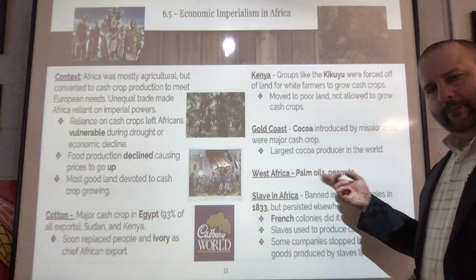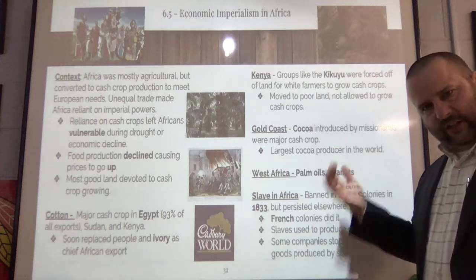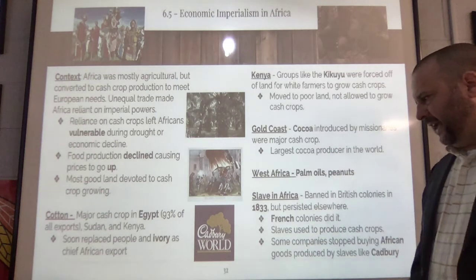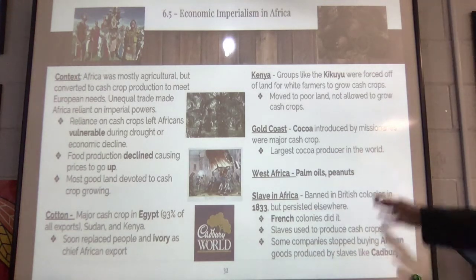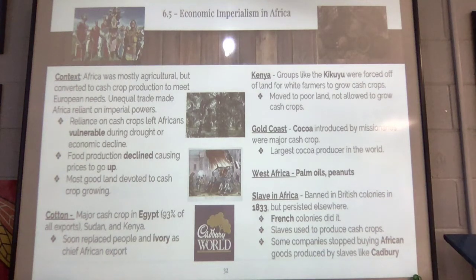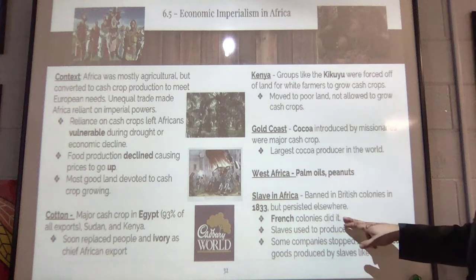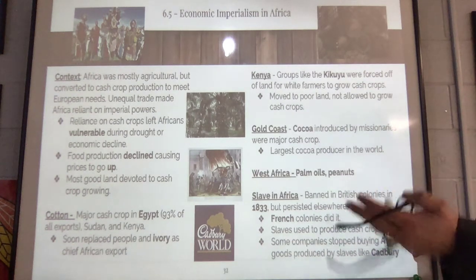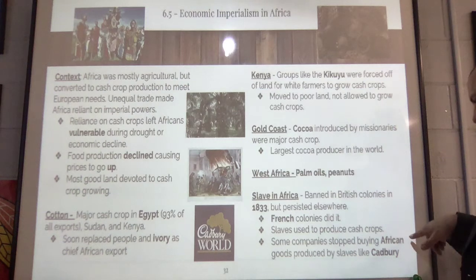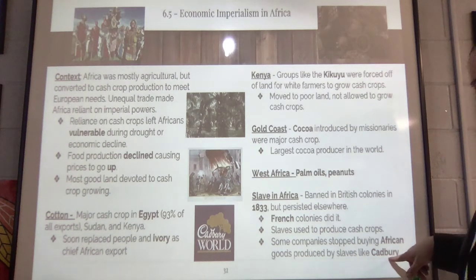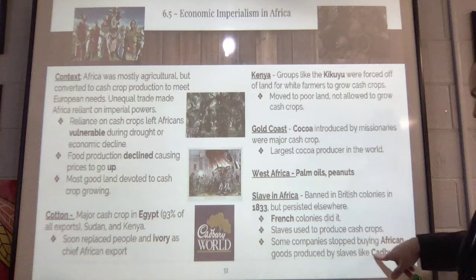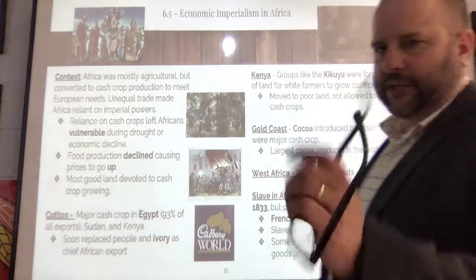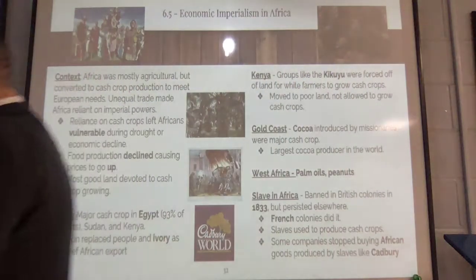West Africa is still in the palm oil and peanut business, just like they were in the previous video we looked at. As far as slavery goes, it was banned in the British colonies in 1833, but it will persist elsewhere. The French colonies practice slavery, and slaves are used to produce cash crops. This is no big secret, right? Some companies, like Cadbury, stopped buying African goods produced by slaves. And I'm going to let you look that up in just a minute.